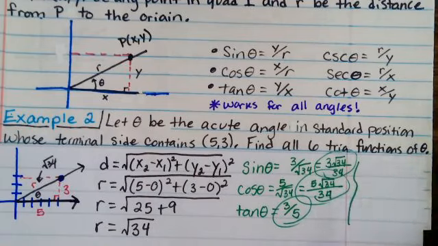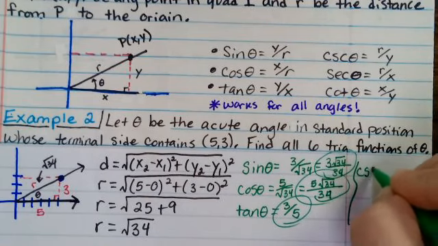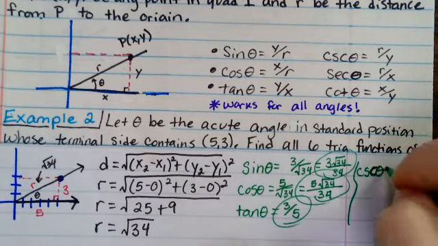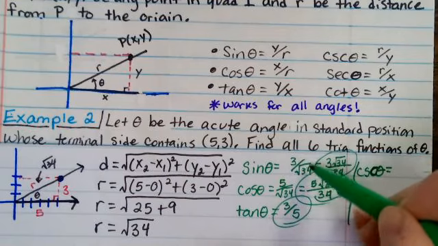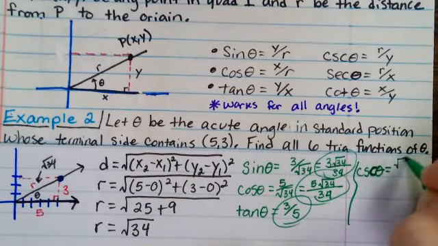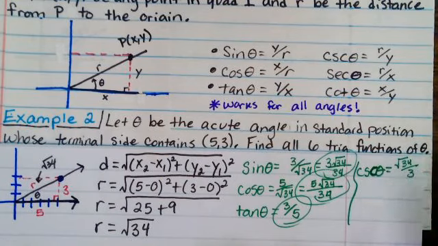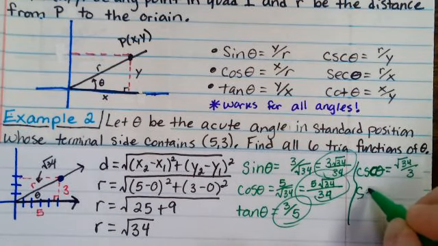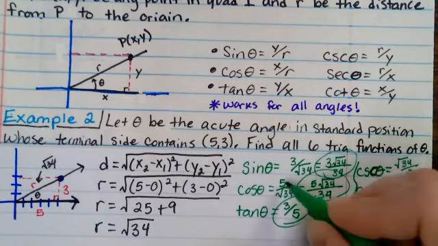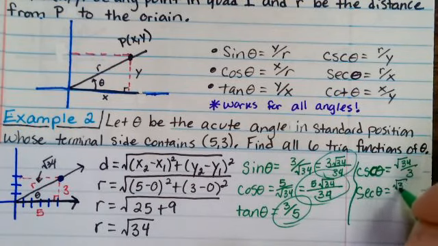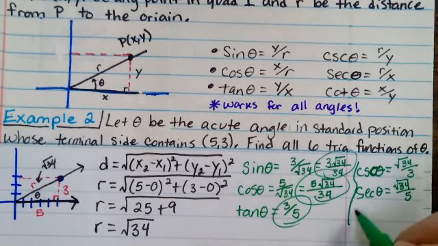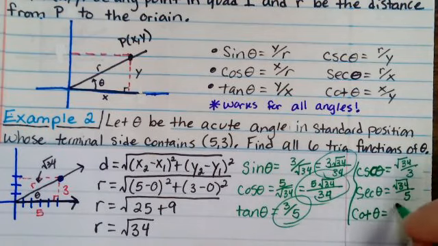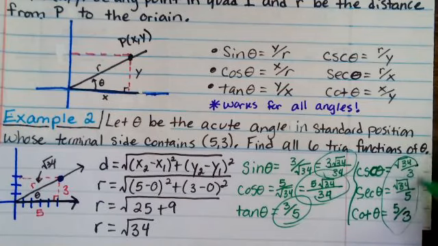Okay, I'm going to put my others here. I'm just going to try to make them fit. That's cosecant of theta. Cosecant of theta, we're going to flip that sine one. So this is square root 34 over 3. I don't have to rationalize that. Secant, flip your cosine one. So this is square root 34 over 5. And then cotangent, we're going to flip the tangent. So this will be 5 over 3. Okay? So these are our other three.